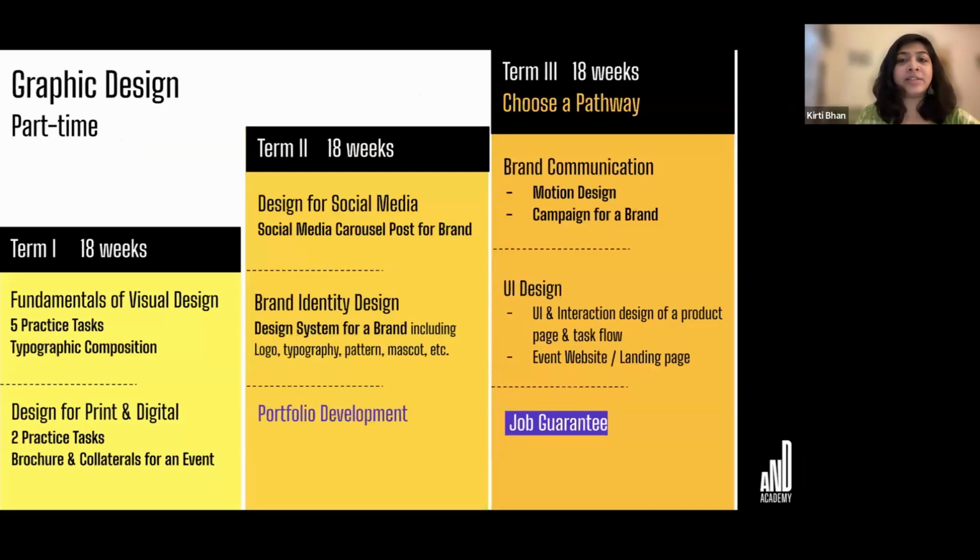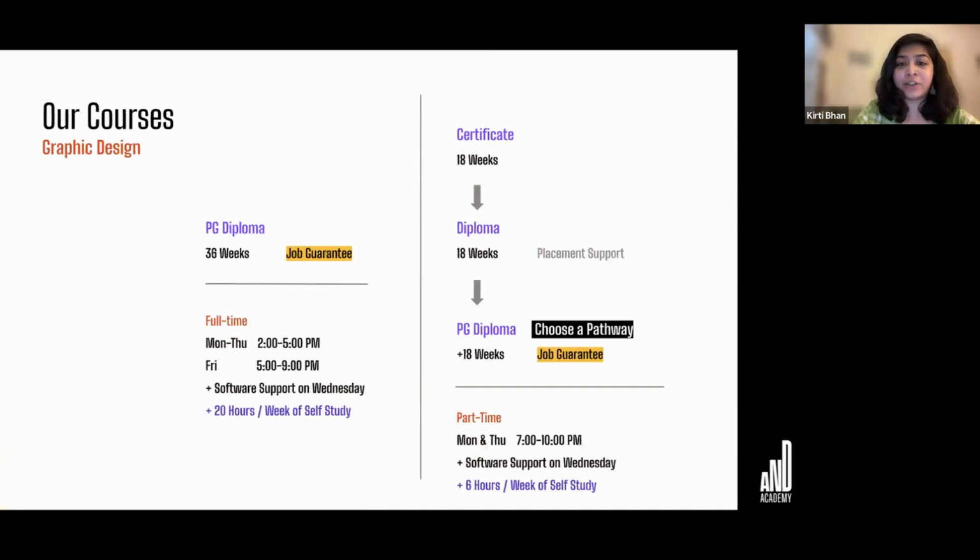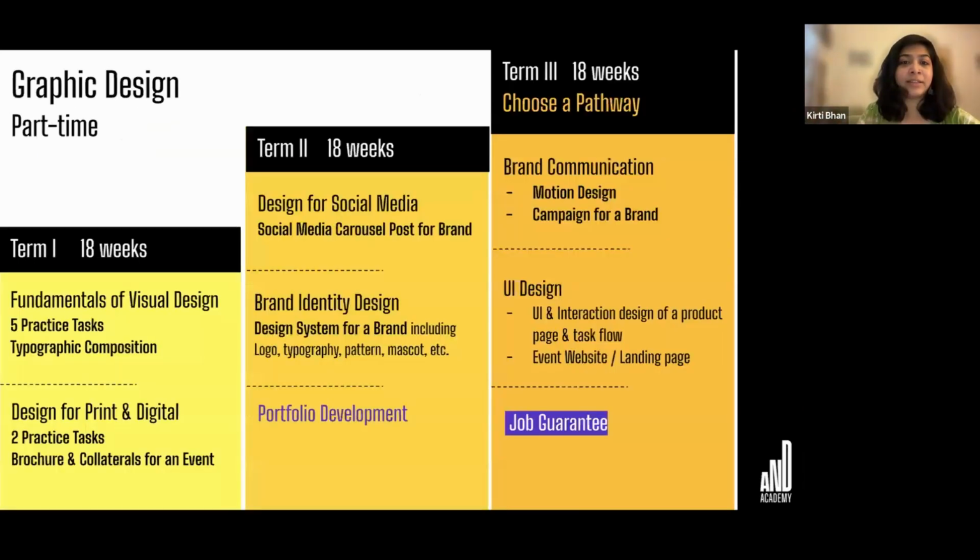So we can see it now. It is distributed, like I showed you on the right side, into 3 levels. Similarly, term 1 is 18 weeks, term 2 is 18 weeks, and term 3 is again 18 weeks. In term 1, we are covering fundamentals of visual design. You can also see the final outcomes that we are making here: the typographic composition, which is your portfolio project. Then another module is design for print and digital, in which you will be making brochures and collaterals for any event.